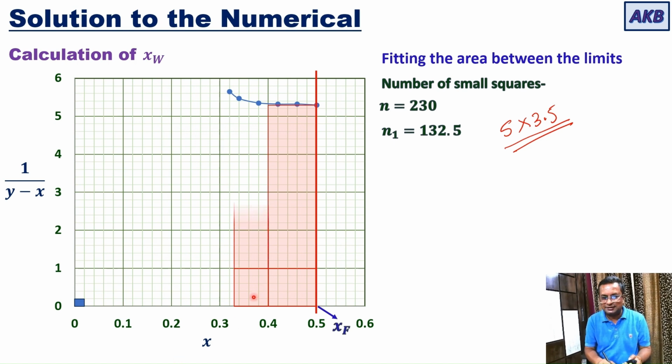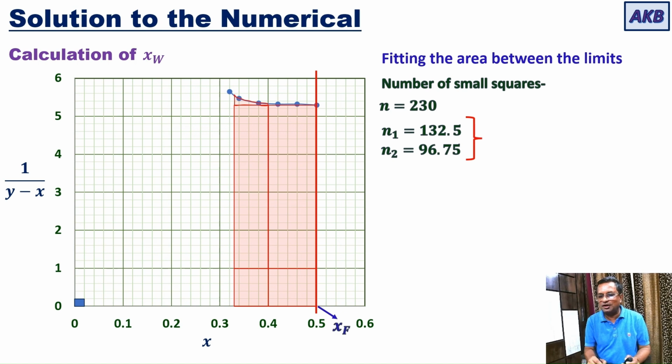If I do that, I'm able to cover the entire vertical distance, and in doing so, I'll be accommodating 96.75 small squares. Now let me check the total number of squares that I have covered. 132.5 plus 96.75 gives me a total of 229.5, which is approximately 230.